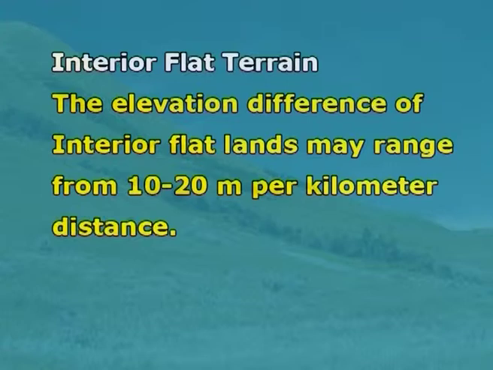Coming to the interior flat terrain. The elevation difference of interior flatlands may range from 10 to 20 meter per kilometer distance. Mostly, they exist in the interior parts of India adjacent to the coastal zone running from Cape Comorin of Tamil Nadu in the south to Narnaul of Haryana in the north. They are shown as yellow colored patches.